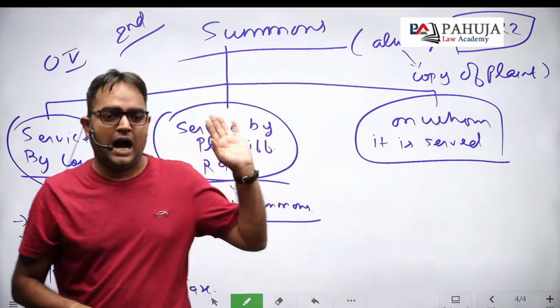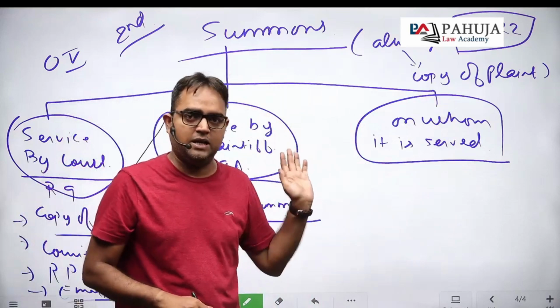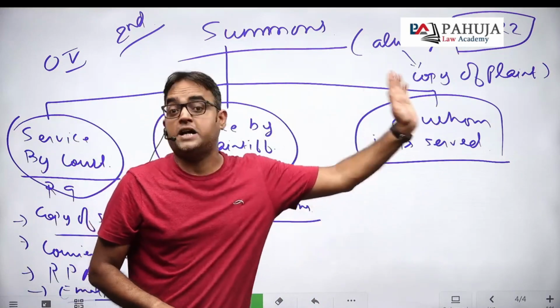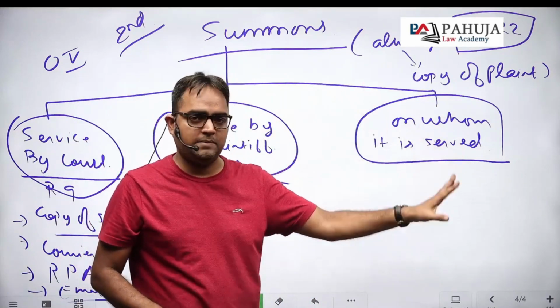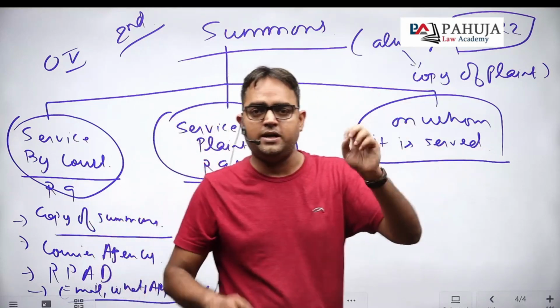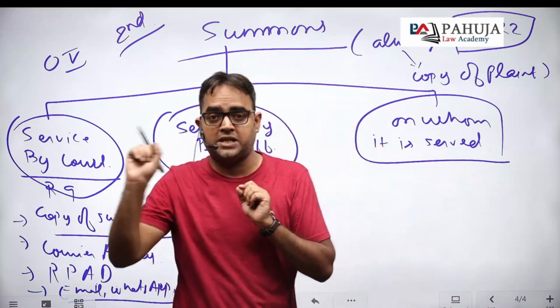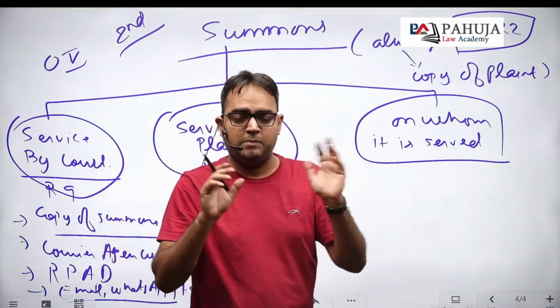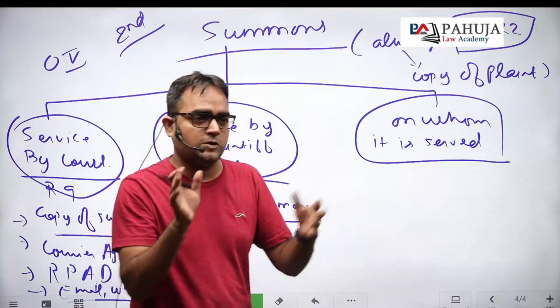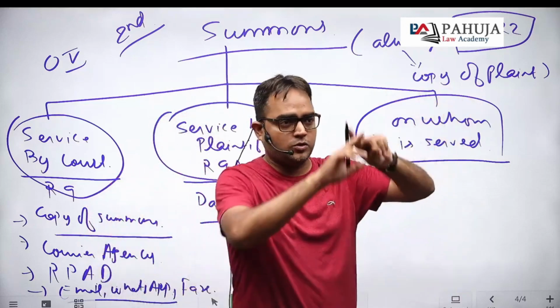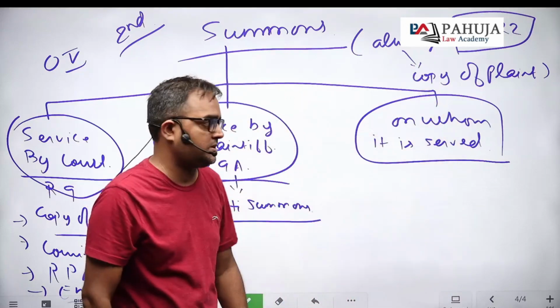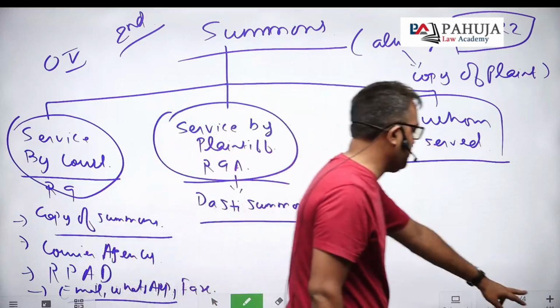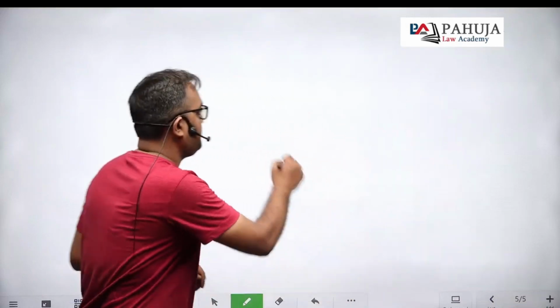And then अगर ये सब कुछ ना हो, पर्सनली भी नहीं हुआ, फैमिली में भी नहीं हुआ, और घर भी नहीं मिला, right, all of them are not working, then you go for what is known as substituted service, and it is actually a publication in a newspaper, and then there is also a copy of summons on the courthouse. courthouse के बाहर जो नोटिस होता है आपके उस पर भी लगा सकते हैं. तो on whom it is served, इसके लिए मैं नेक्स्ट स्लाइड पे जा रहा हूं.